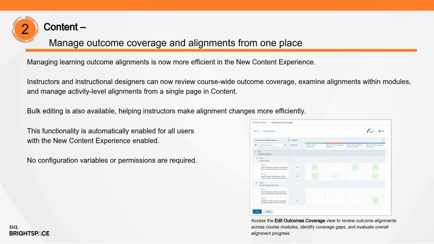Managing learning outcome alignments is now more efficient in the new content experience. Instructors and instructional designers can now review course-wide outcome coverage, examine alignments within modules, and manage activity-level alignments from a single page in content. Previously, outcome coverage and alignment management were accessed through separate workflows. Now, everything is available in one place, reducing the need to navigate between multiple pages and making it easier to identify coverage gaps, review alignment progress, and update alignments as needed.